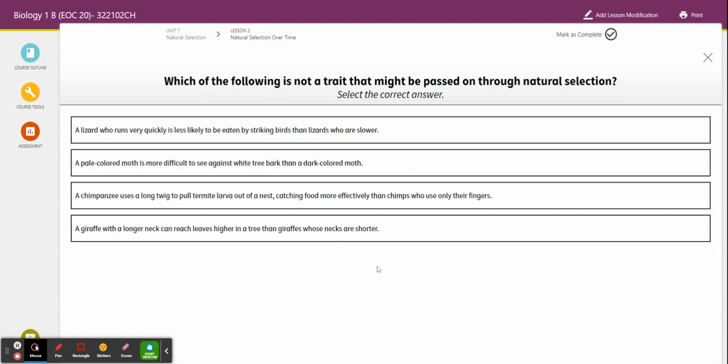Select the correct answer. A lizard who runs very quickly is less likely to be eaten by striking birds than lizards who are slower. A pale-colored moth is more difficult to see against white tree bark than a dark-colored moth. A chimpanzee uses a long twig to pull termite larvae out of a nest, catching food more effectively than chimps who use only their fingers. A giraffe with a longer neck can reach higher leaves in a tree than giraffes whose necks are shorter.